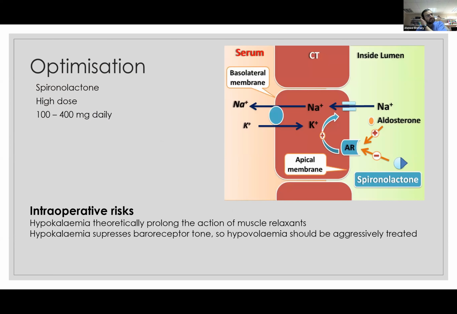And to optimize this patient, the key is spironolactone, which is a physiological antagonist. It's a competitive antagonist to the aldosterone at its receptors in the distal convoluted tubules. And it's a high dose, it's not a hypertension dose. We give up to 400 milligrams daily to optimize these patients. And when we bring those patients to theater, you need to think of the intraoperative risks.